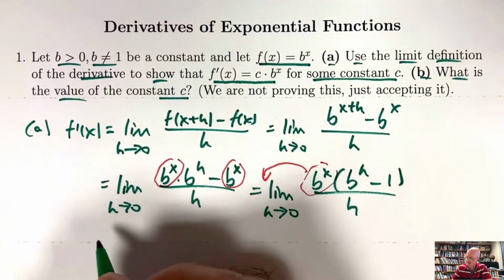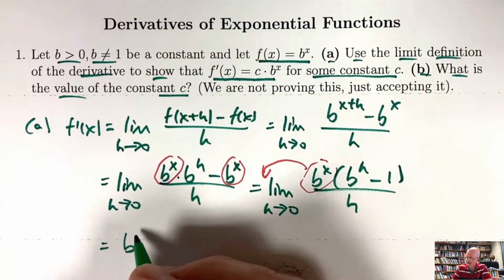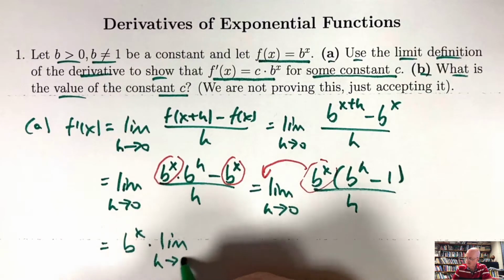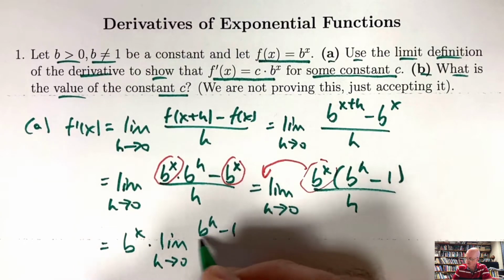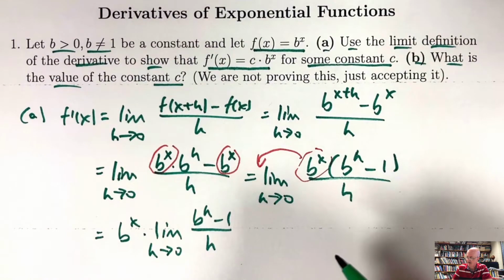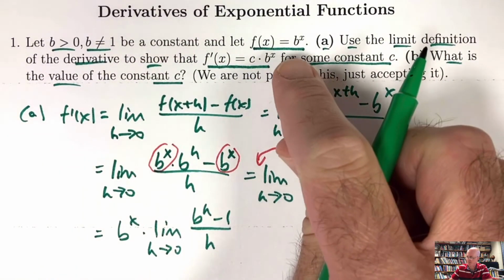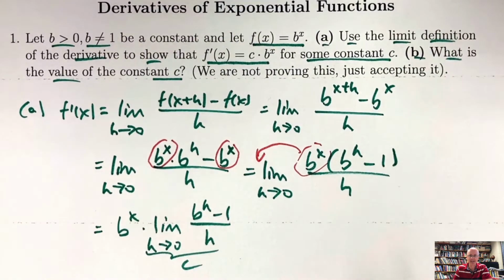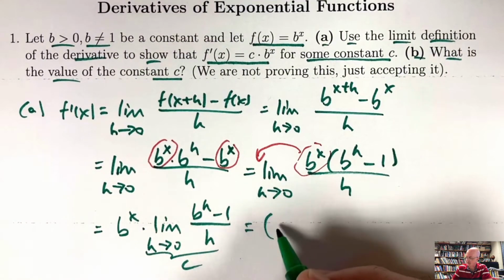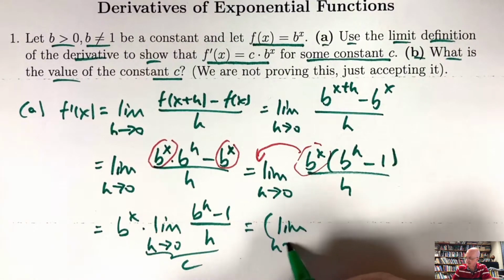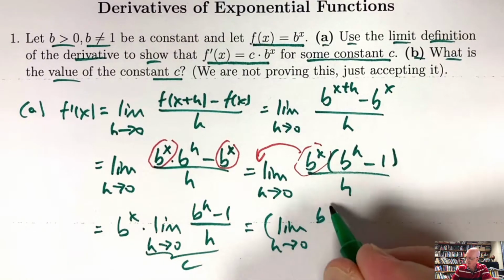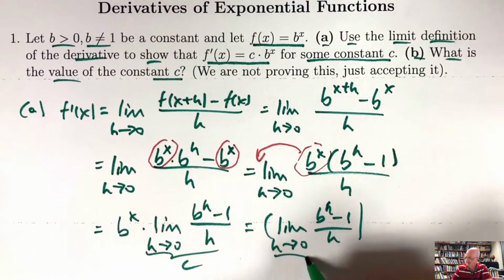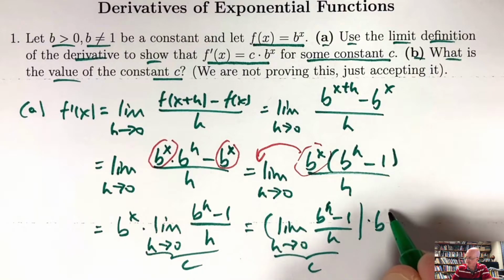So let's go ahead and do that to get b to the x times the limit as h goes to 0 of b to the h minus 1 over h. It's looking better, but where's the constant? This is the constant. That's c. The constant I'll now write in front with parentheses as a limit as h goes to 0 of b to the h minus 1 divided by h. That is the constant c that gets multiplied by b to the x.